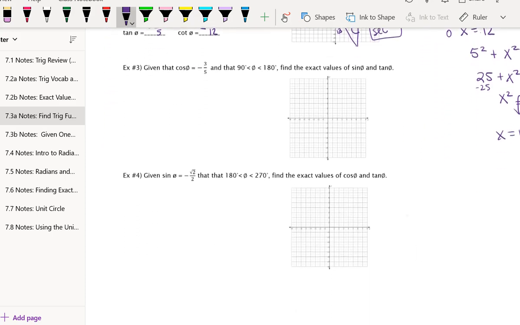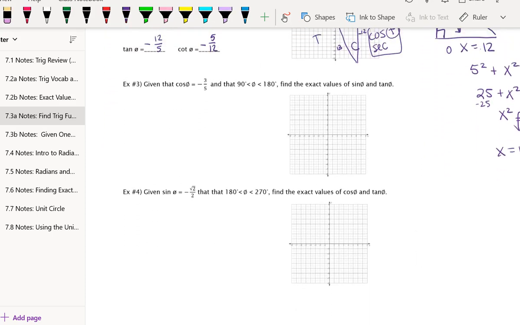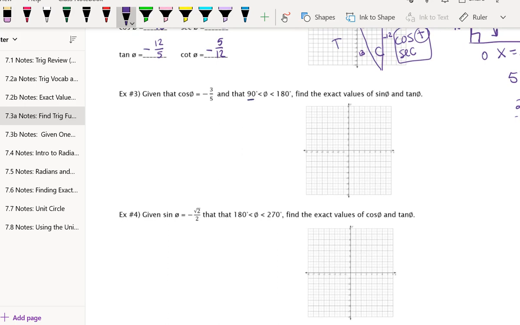A lot of examples, because I think sometimes it's just really confusing. So we're going to take a look at this one. Okay, between 90 and 180. So here's 90, here's 180. That puts us in quadrant 2.